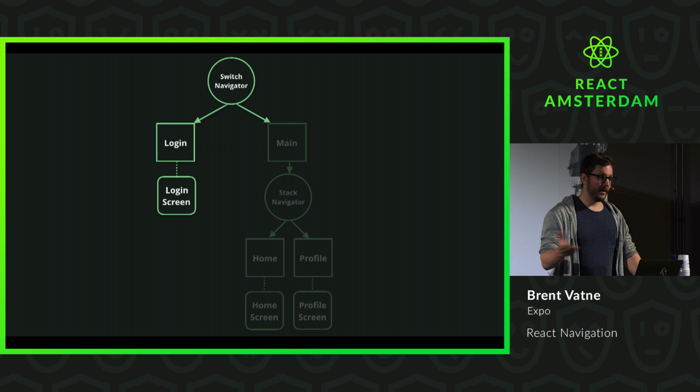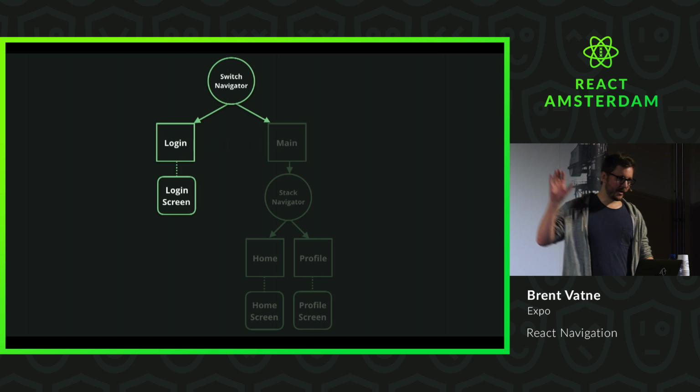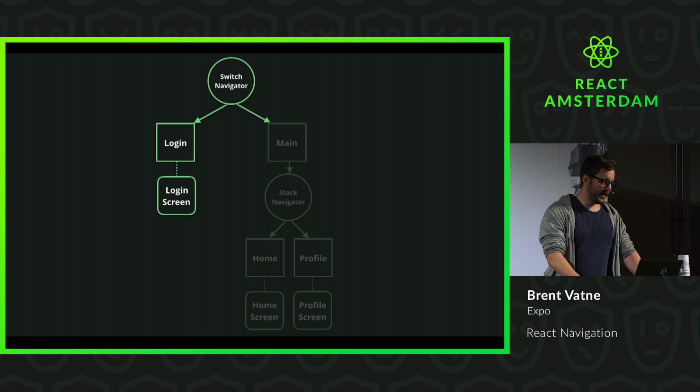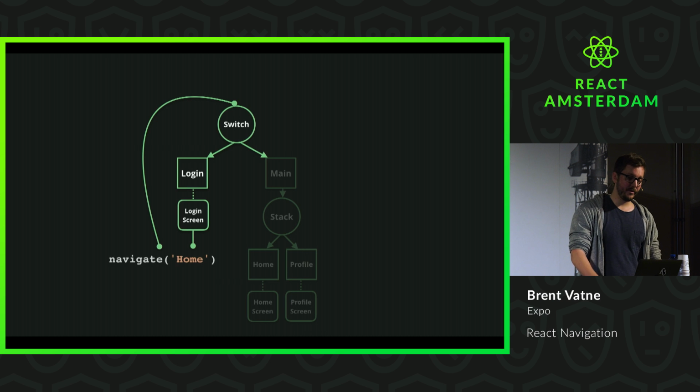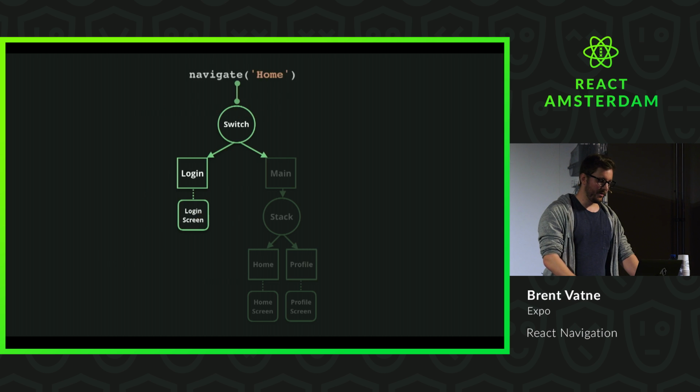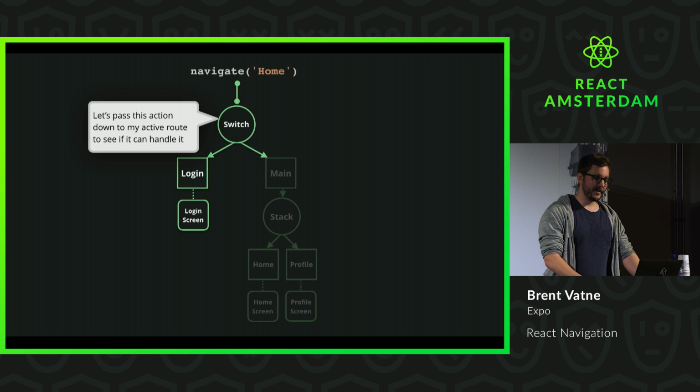So when we start the app, our state looks like this. We have this switch navigator. Our active route is login, and so that's a little brighter here to indicate that. And you can see that the main route is currently not active. From the login screen, we call navigate home. What this actually does is it dispatches an action to the root of the entire navigator tree. So it's actually more equivalent to doing something like this. The navigator at the root says, OK, let's pass this action down to my active route and see if it's capable of handling this.